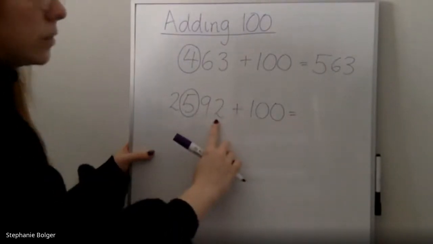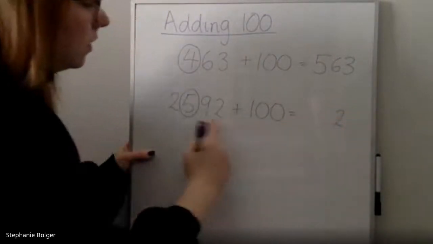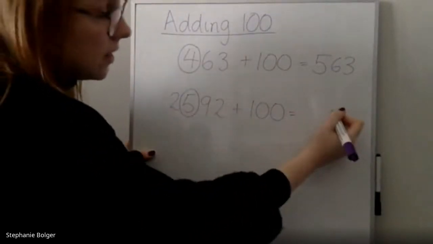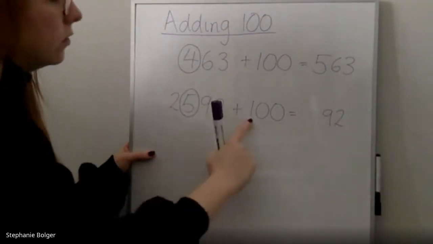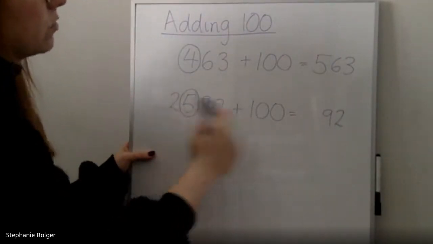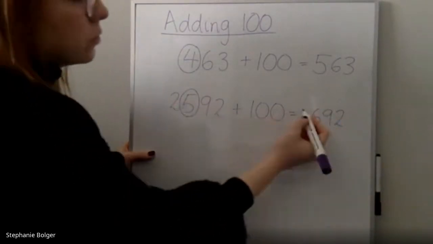So to do our answer, we're going to start with the ones. The ones are staying the same. The tens are staying the same. This is where we're going to do our adding. I'm going to add my 100 here. So the 5 is going to become a 6. And then our thousands will stay the same.